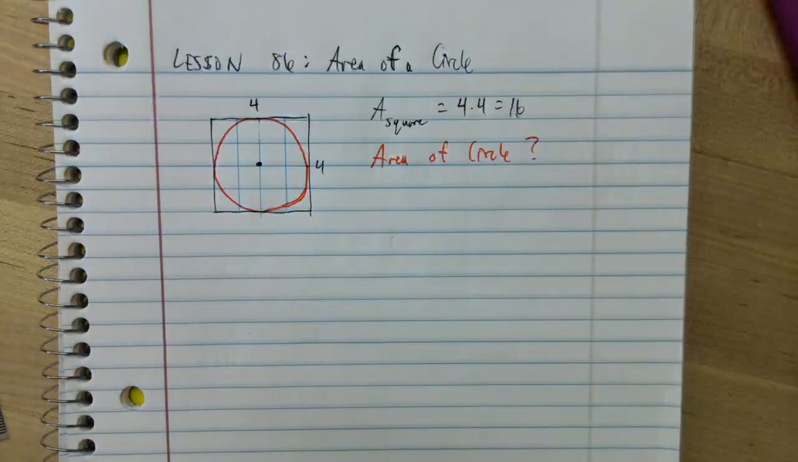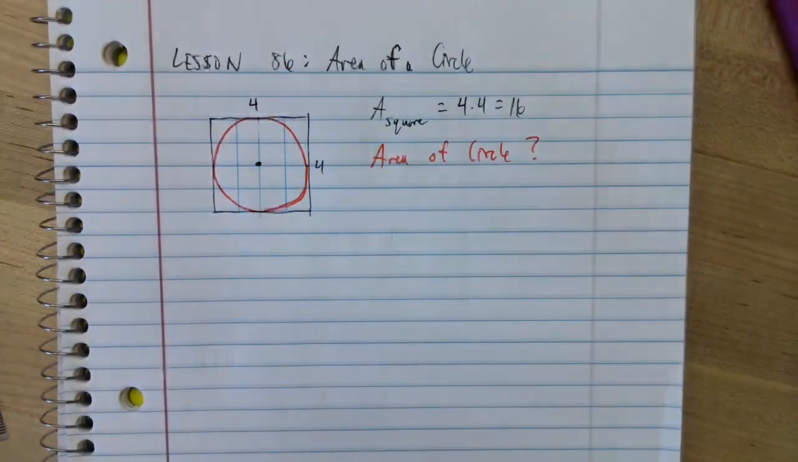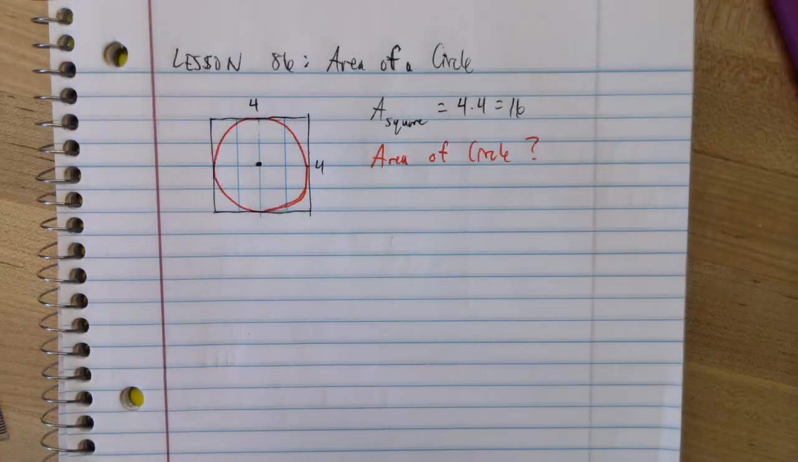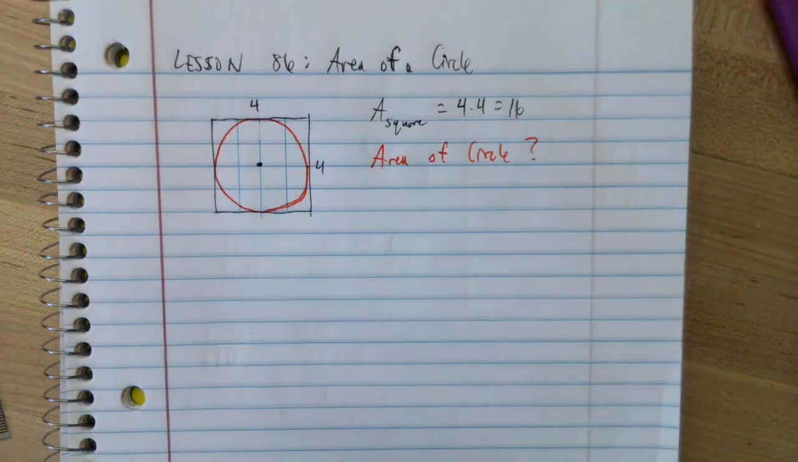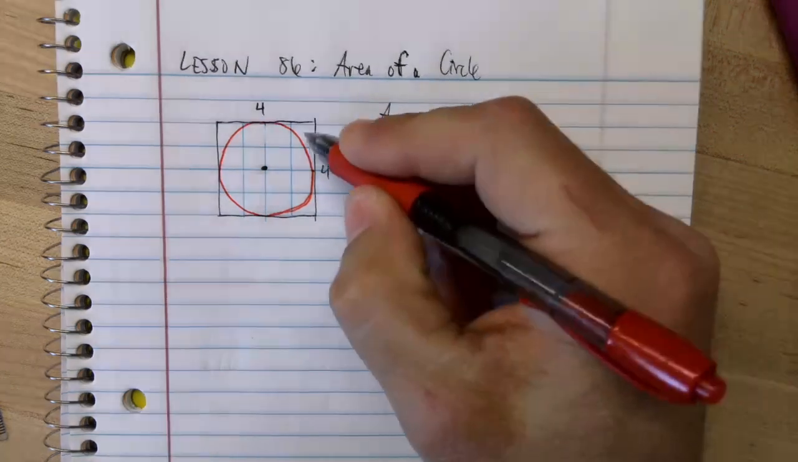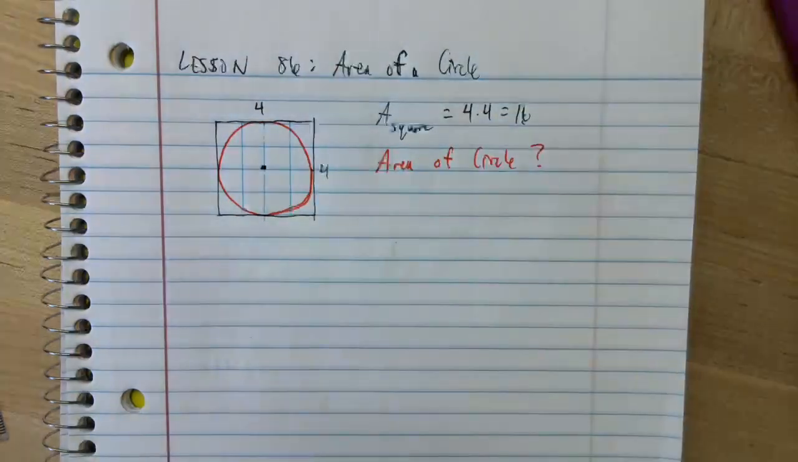First off, would you say that it's more or less than 16? What did you say, Sophia? Less. Why? Because it doesn't have edges. Some of these squares are outside the circle, so they would not be included in the area of the circle.